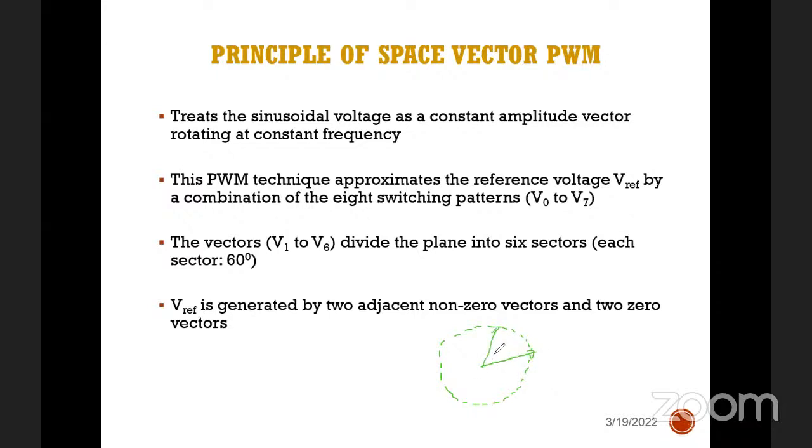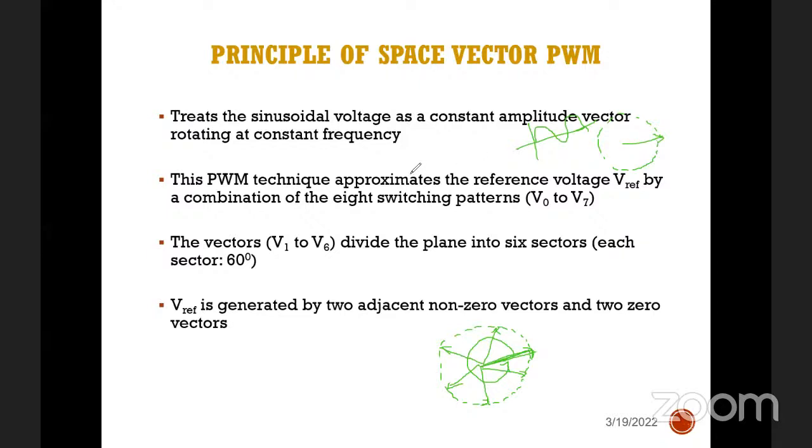Once it is 60 degrees, 120 degrees, 180 degrees, 240 degrees, 300 degrees, like that. If it is a vector which has some magnitude and is rotating in space, that is known as a space vector. So what we are assuming here is that whatever the sinusoidal voltage, we are treating the sinusoidal voltage as a vector which is rotating in the space.